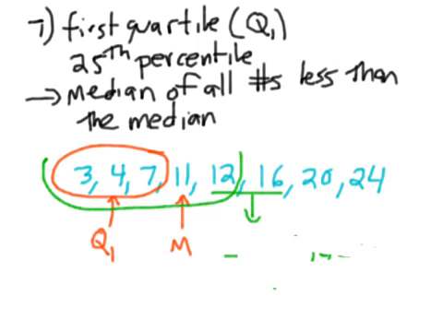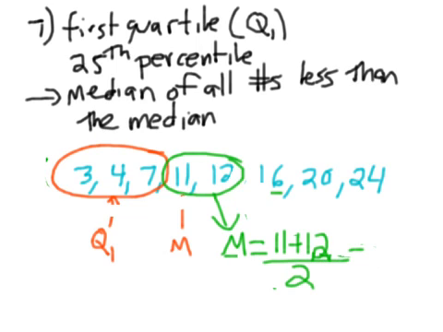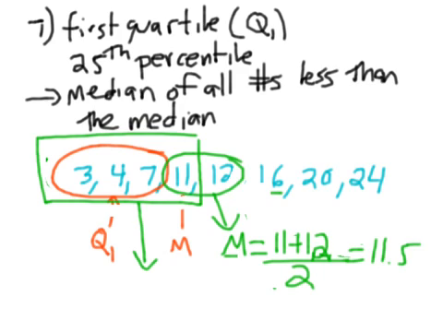Erasing all this. Starting over, rewind in time. The median is the average of 11 and 12, which would be 11.5. Now, what are the numbers less than 11.5? They're these numbers. There's 4 of those. So what's the median of those numbers? That's going to be Q1, which is the average of 4 and 7, which is 5.5. So it really depends not only whether the whole number of numbers is odd, but whether or not the numbers less than the median are odd.